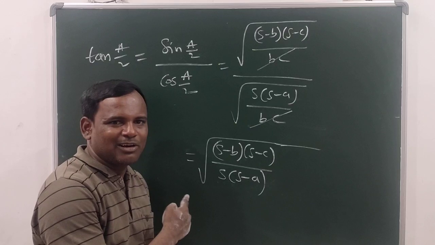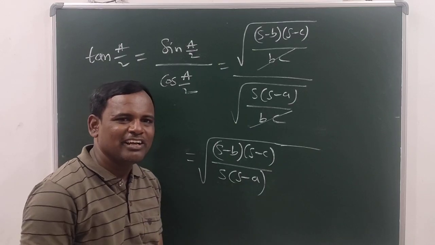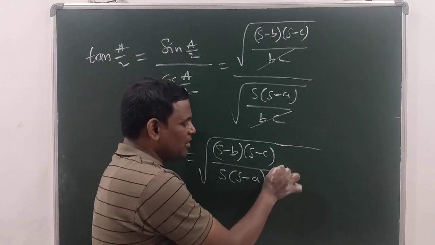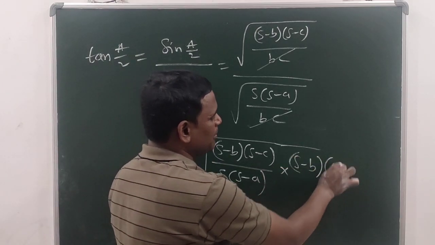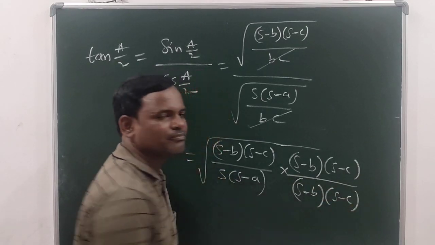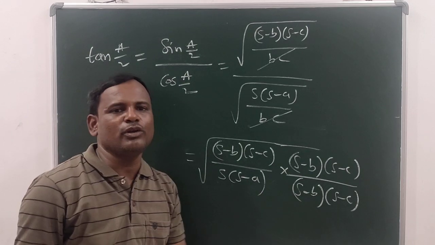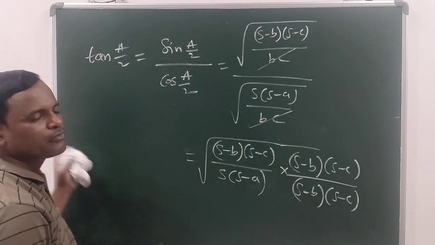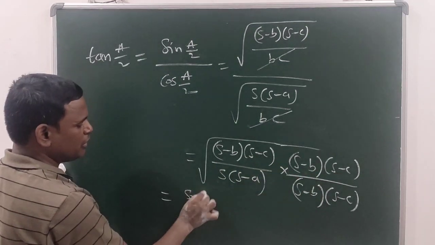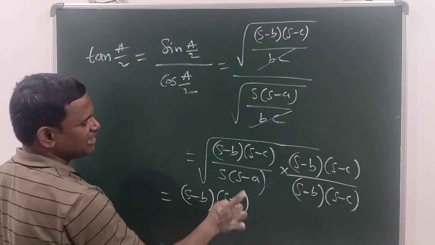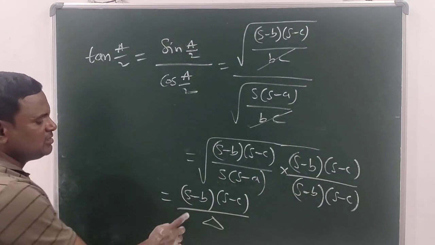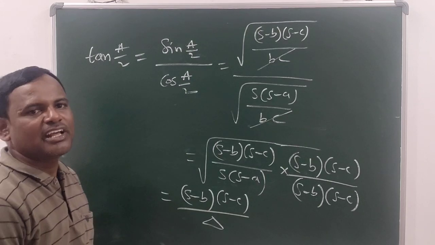To get delta by S into S minus A, what did I do here? Numerator and denominator I multiplied with S into S minus A, no? Now I am multiplying numerator and denominator with S minus B into S minus C. If you multiply like this, what do you get, students? In the numerator, like terms, so you will get S minus B into S minus C, and in the denominator, delta. This is one more formula for tan A by 2.